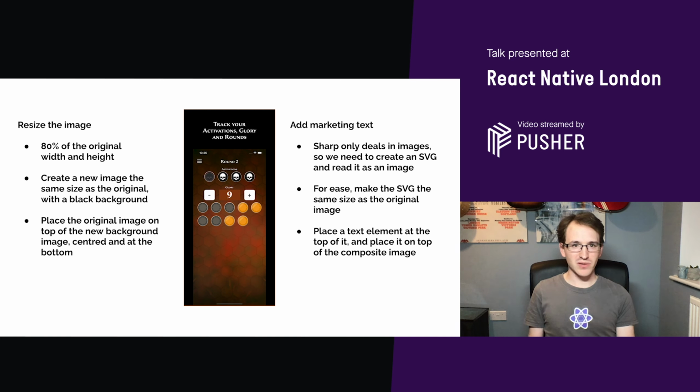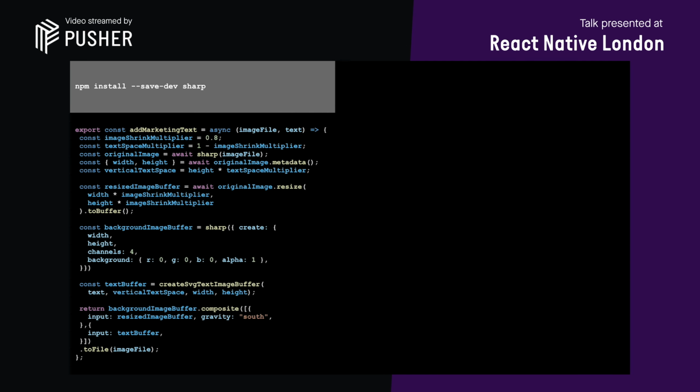With the space we've now made at the top, we can add a little context about the scene, some nice marketing text in a fancy font. But we're dealing with an image manipulation library here, so we need to treat the text as an image, and this is where SVGs are really convenient. As before, we need to make sure we install the Sharp library, and I'm introducing a utility function that takes an image and adds some text to it, and we're going to look at the code for that.